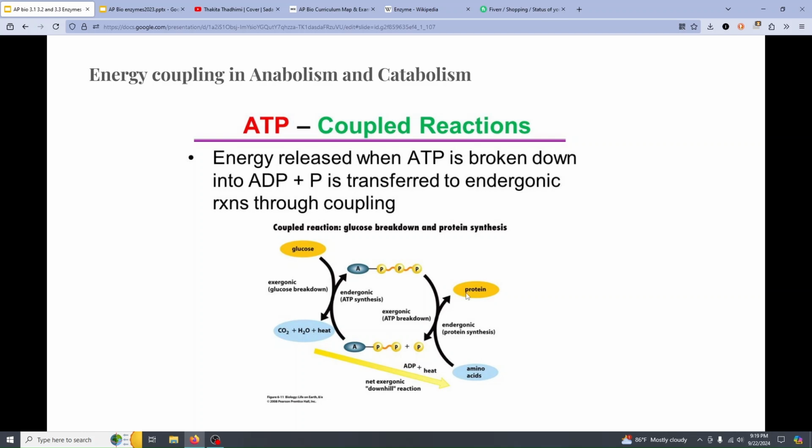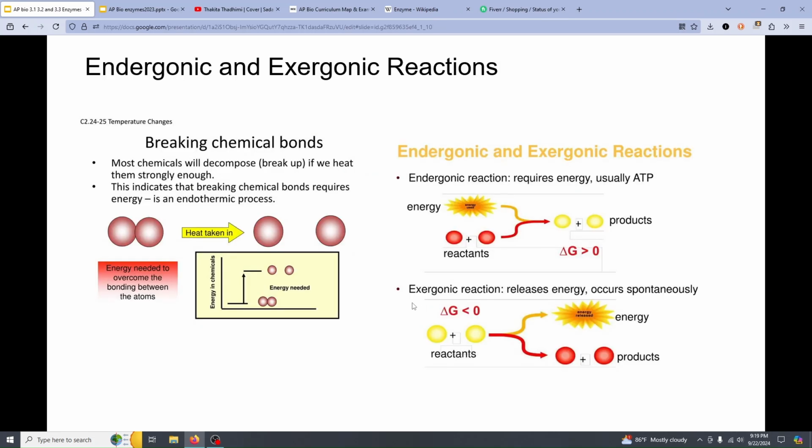And then when the need comes, amino acids are going to be linked together to form proteins using dehydration synthesis. And for that, this energy is going to be used by breaking down this. So in the process, you're going to release ATP. So that's an example of coupling of energetic reactions.